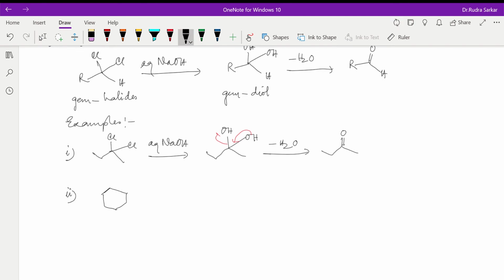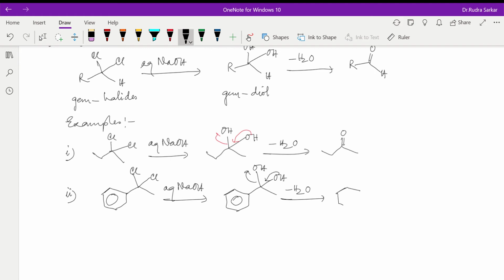For this one, I'm giving you aqueous NaOH. Similarly, replace the chlorines, take out the water molecule like this, and the molecule that you're getting right now, its name is acetophenone.